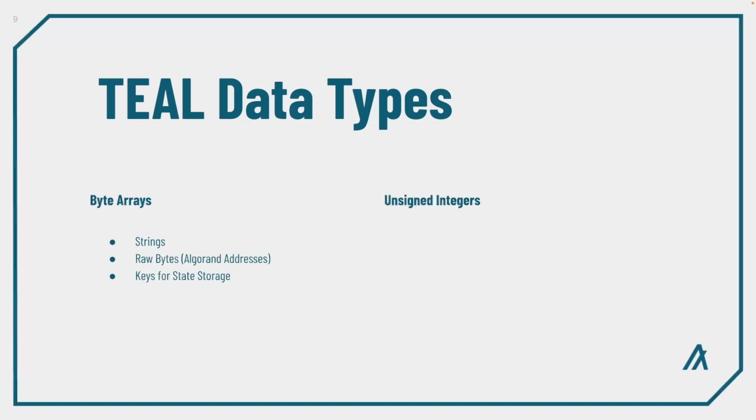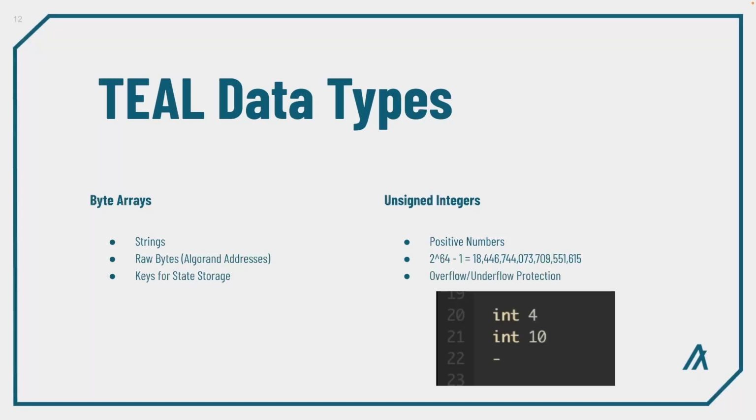Now moving on to unsigned integers, these can only be positive numbers starting from 0. Typically you'll be using uint64s, which have a maximum value of 2 to the power of 64 minus 1. Any maths performed within a smart contract, which would result in an underflow or overflow of this range, would result in the evaluation failing and the transaction being rejected.